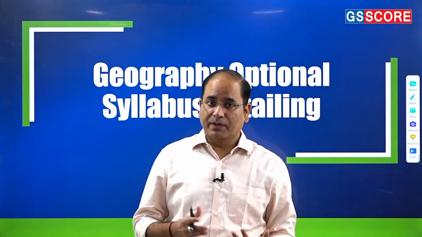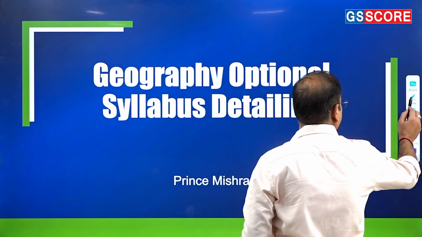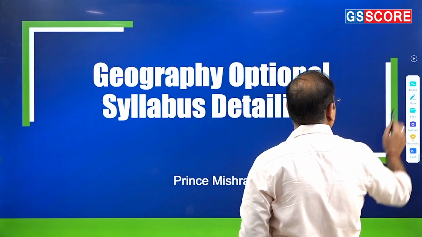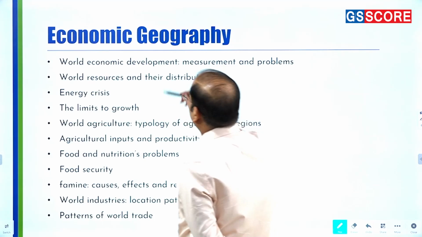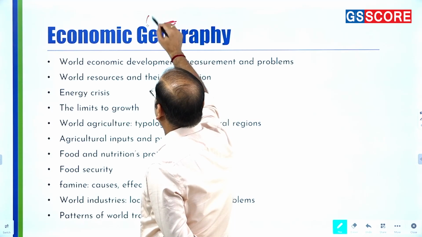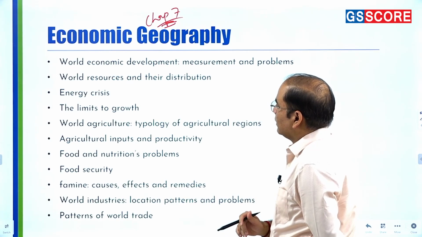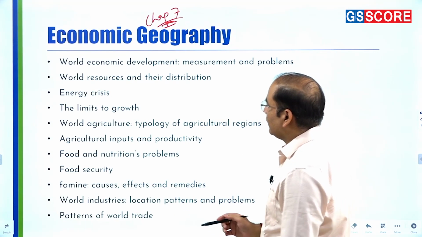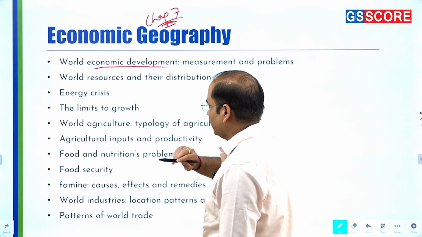In this session we will cover the remaining part of section B, paper 1, that is economic geography. So, paper 1, section B, economic geography we will cover, and the first chapter is economic geography. This is chapter number 7. The first topic in economic geography is world economic development, measurement and the problem.